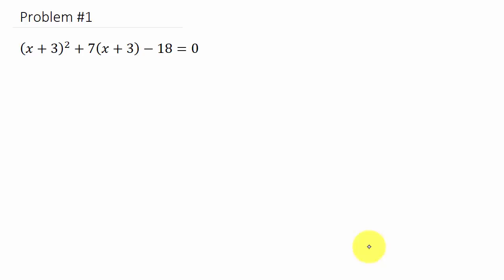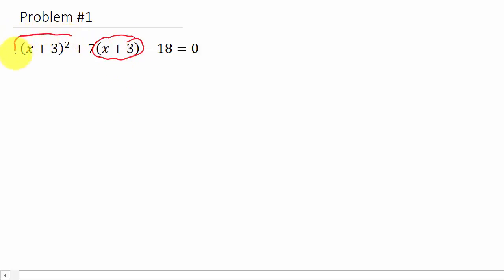So an equation that's quadratic in form is one that we can express as a quadratic equation. If you look at this middle term, if we can take this middle term and square it and end up with this term, then that means it's quadratic in form. And this one's pretty easy to see, that if we take the x plus 3 and we square it, we're going to end up with x plus 3 squared.